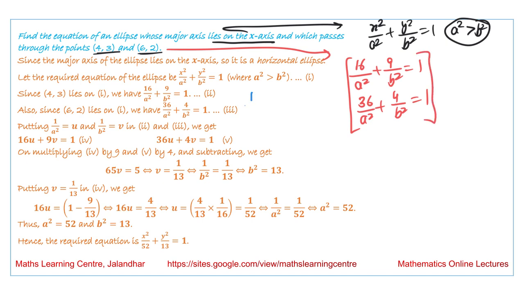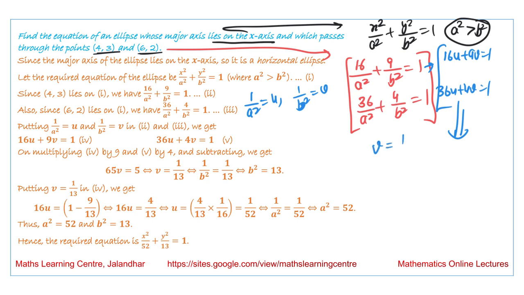And to solve these equations, we substitute 1 by a square is equal to u, 1 by b square is equal to v. So these two equations will become 16u plus 9v is equal to 1, 36u plus 4v is equal to 1. If we solve these two equations, we obtain the value of v is equal to 1 by 13, and the value of u is equal to 1 by 52.